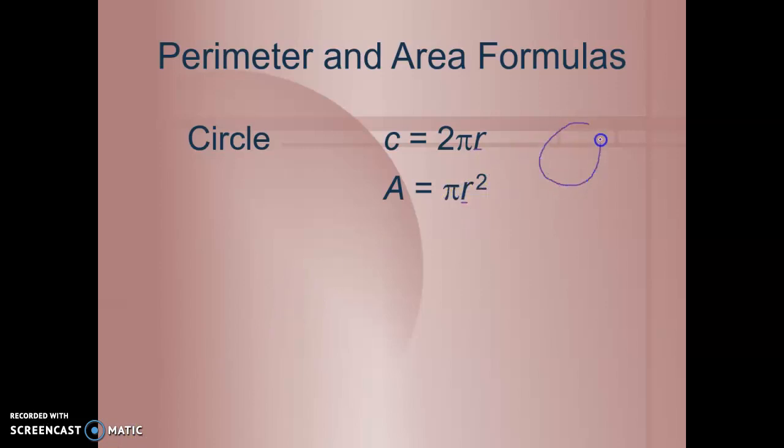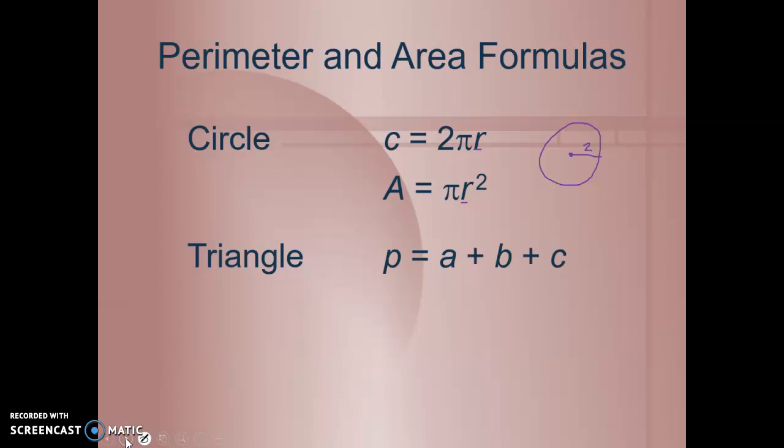So in a circle that looks like this, your radius is the distance from the middle of the circle to the outer edge. Let's say that the radius is 2. The circumference would be 4 pi, or 2 times 2 pi. And the area would be pi r squared. Well, r squared is 4, so 4 pi as well.